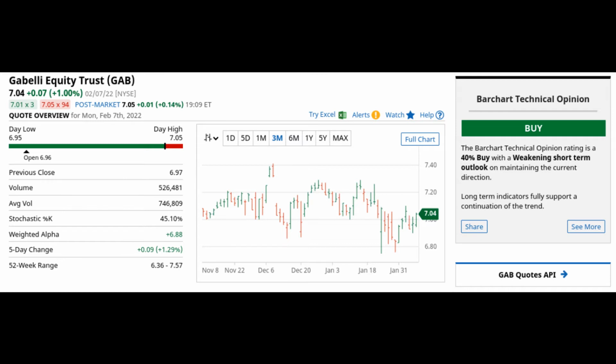Barchart opinions show traders what a variety of popular trading systems are suggesting, in terms of going long or short the market. The opinions take up to 5 years worth of historical data, and run these prices through 13 different technical indicators. After each calculation, the program assigns a buy, sell, or hold value for each study, depending on where the price lies, in reference to the common interpretation of the study. Barchart says that GAB is a buy. The Barchart technical opinion rating is a 40% buy, with a weakening short-term outlook on maintaining the current direction.